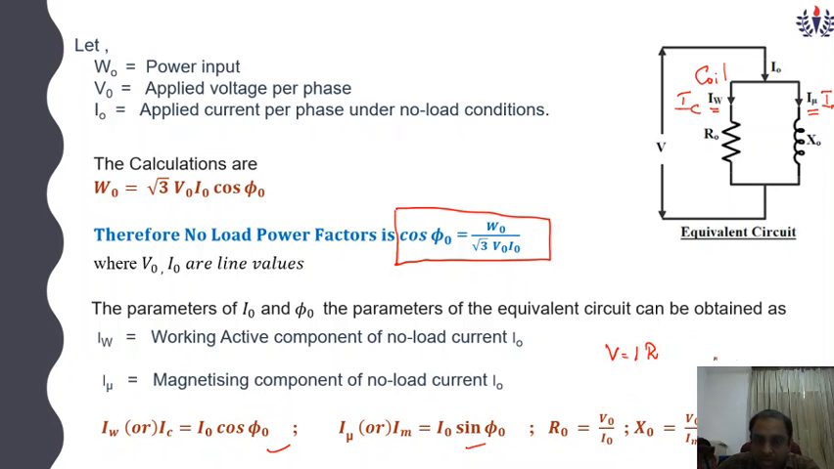So in the no load test, what are the parameters we are measuring? One is V naught, another is I naught, and then W1 and W2. These are the four parameters we are measuring in the no load test.